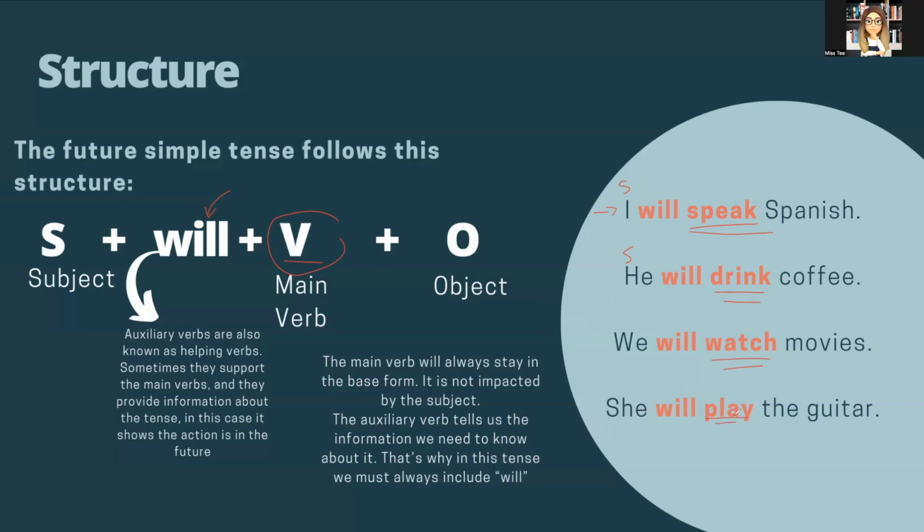We never add ed, we never add s, nothing like that, because this special word will, our auxiliary verb, tells us everything. That's our future word. This word shows we're talking about the future. It's very clear, so we don't need to add anything else.